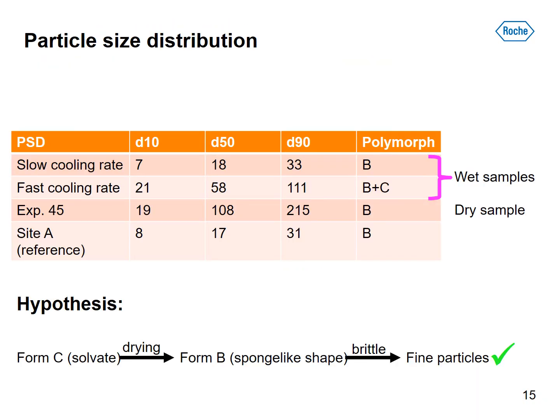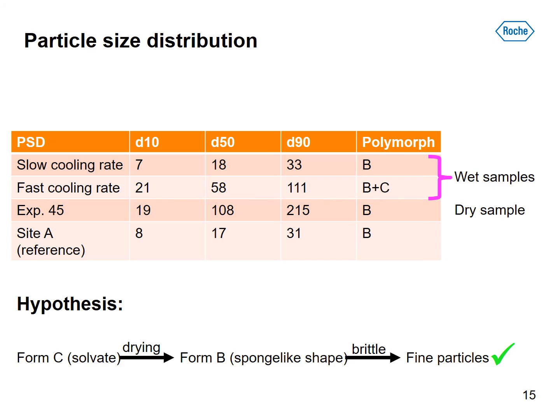We had the hypothesis that if we have a secondary nucleation, form C was built, which is a solvate. During the drying procedure, the solvent was dried off and we built form B, but with a sponge-like shape. Because these particles are very brittle, they fall into fine particles. For a fast cooling rate, we also took a wet sample for the X-ray diffraction, and here we could really detect that we had some form C inside it, so it was a mixture of form B and C.